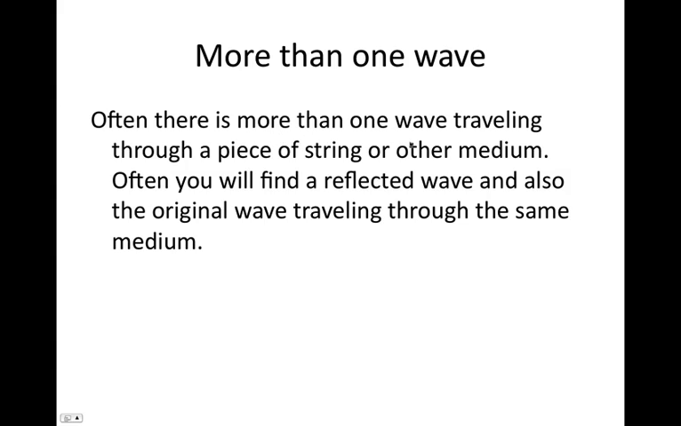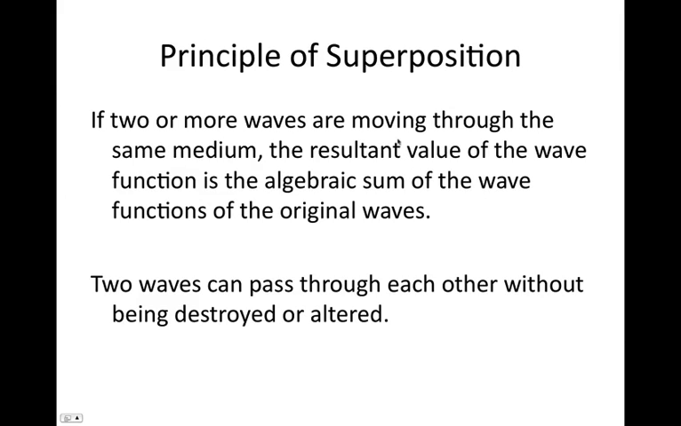Now often there is more than one wave travelling through a piece of string or other medium. Often you will find the reflected wave and also the original wave are travelling through the same medium. So this brings us to the principle of superposition, how we deal with adding two waves together. If two or more waves are moving through the same medium, the resultant value of the wave function is the algebraic sum of the wave functions of the original waves. Two waves can pass through each other without being destroyed or altered. So we're going to see how we use this to solve some problems.